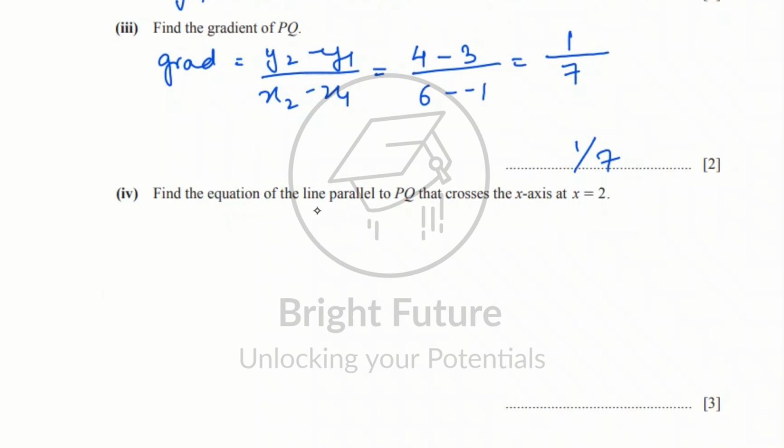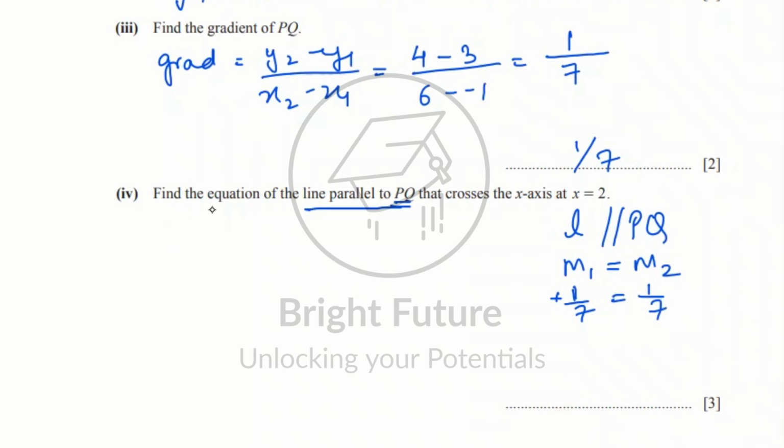Find out the equation of the line that is parallel to PQ that crosses the x-axis at x equals to 2. So we have a line, let it be L, that is parallel to PQ and it crosses the x-axis at x equals to 2. Now we know the gradient of PQ is 1 upon 7. Since they are parallel, M1 will be equal to M2, that means they will have the same gradient. So gradient of line L will also be 1 upon 7.